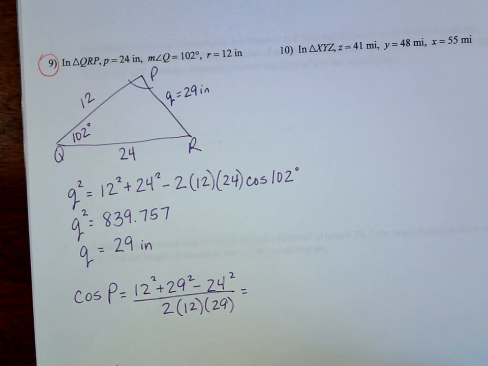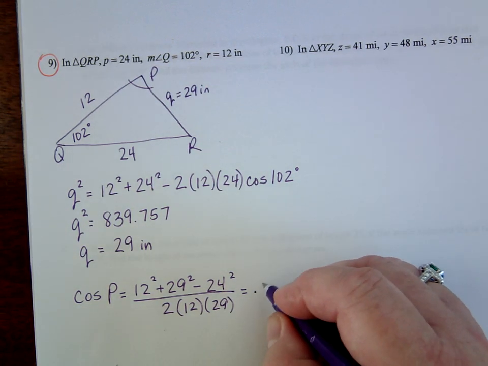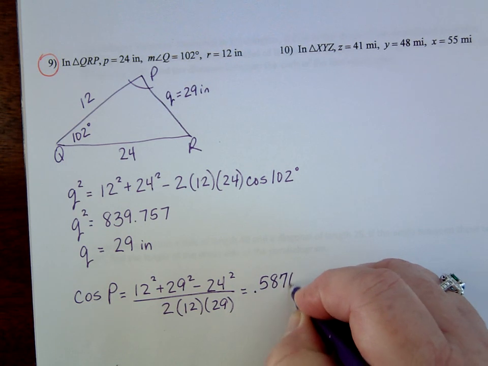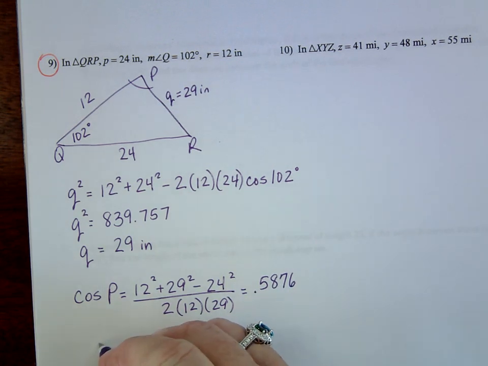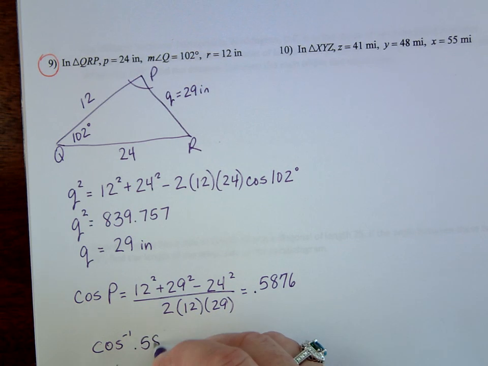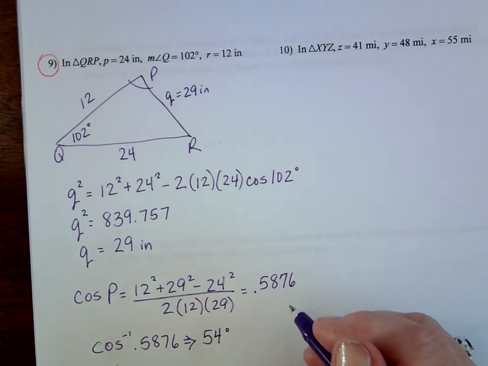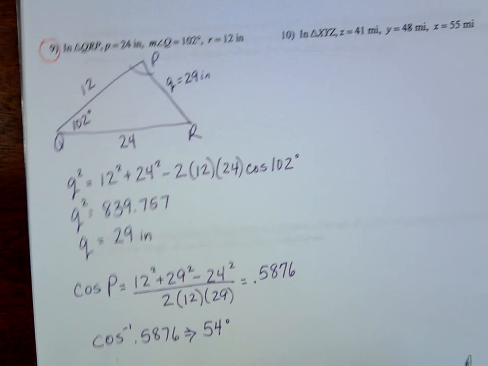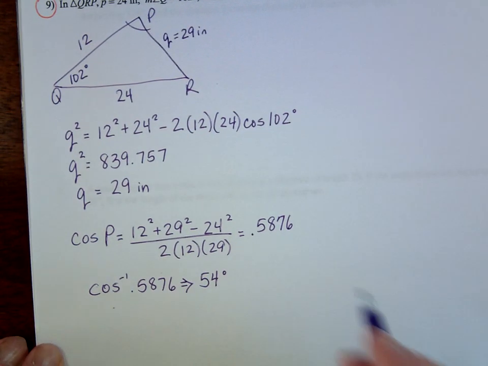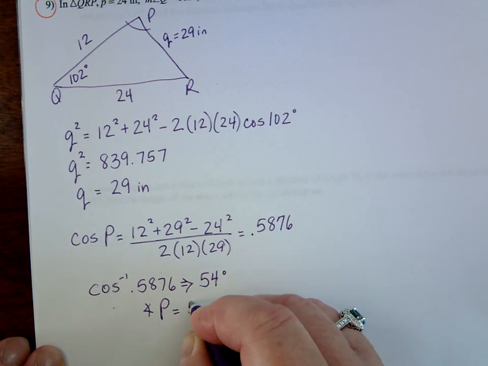Go to your handy dandy calculator, figure out the decimal for this. It's 0.5876. So then you're going to do cosine to the negative 1 of 0.5876, and out pops your reference angle of 54 degrees. Again, cosine would be positive in the first and fourth. The fourth would be too big. We talked about that already. And so angle P is 54 degrees.